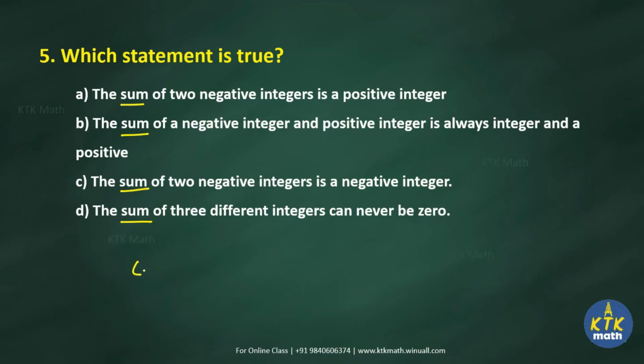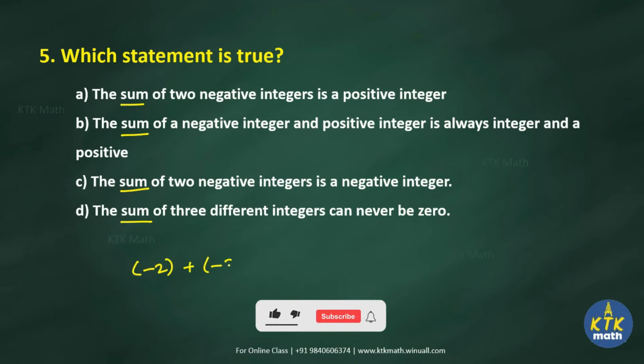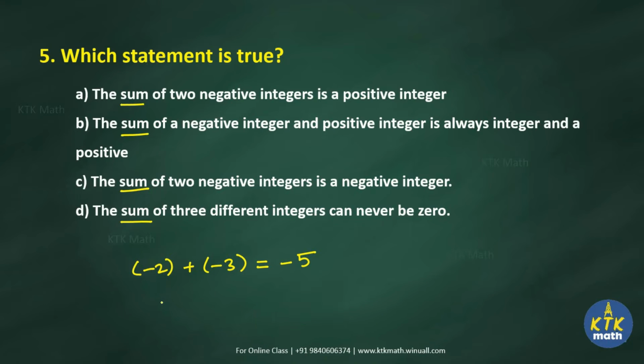You can check all these with some examples. Consider negative 2 and negative 3. When you add these two, the answer is going to be negative 5. The rule for addition is: when symbols are the same, you add and keep the same symbol. So when you add two positives, you get a positive number, and when you add two negatives, you get a negative number, as per the rules of addition of integers. But here the statement says the sum of two negative integers is positive, therefore this is false. So option A is not going to be the answer.